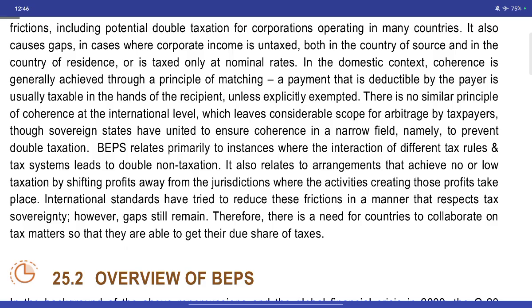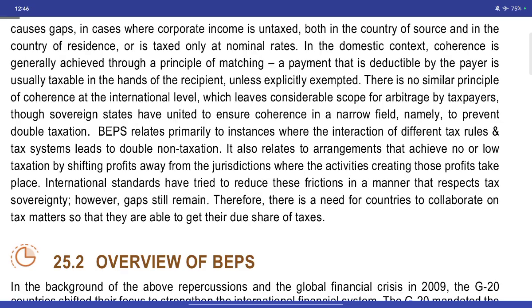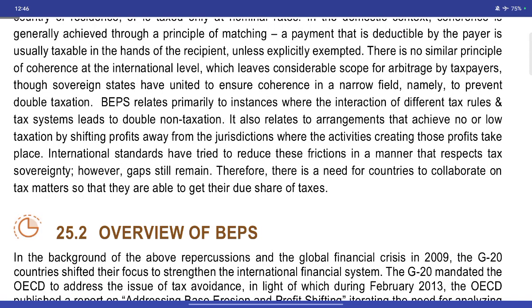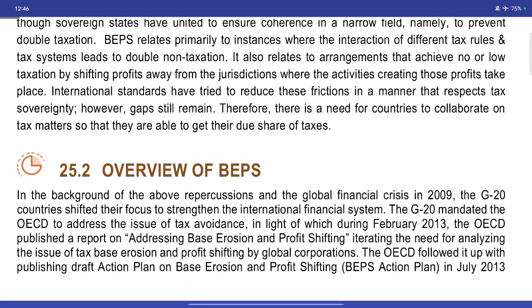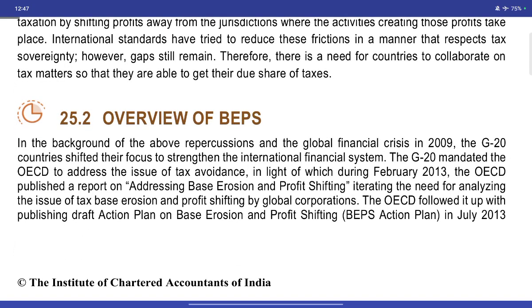profit shifting, which relates primarily to instances where the interaction of different tax rules and tax systems leads to double taxation or non-taxation. It is related to arrangements that achieve no or low taxation by shifting profits away from the jurisdiction where the activities creating those profits take place. The international standards have tried to reduce the frictions with respect to tax sovereignty. However, the gap still remains. Therefore, there is a need for countries to collaborate on tax matters so that they are able to get their due share of taxes.